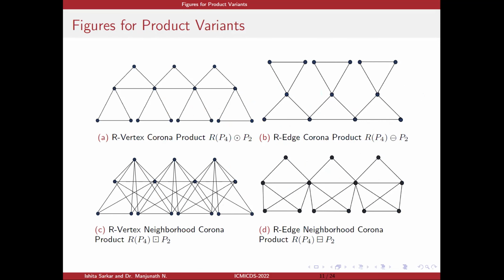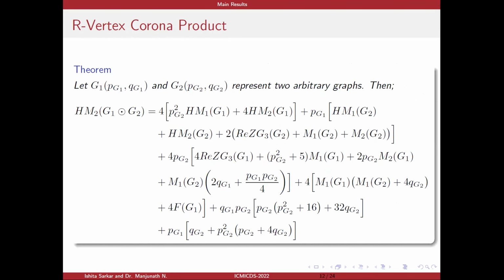As for example, we have shown the product variants for 2 graphs. We have taken 2 path graphs, P4 and P2, but the results which we have obtained are true for any arbitrary graphs. So these are the main results where we have obtained the exact expression of the second hyper-Zagreb index of the R vertex corona product of any 2 arbitrary graphs. We have utilized the principle of the degree behavior of the nodes in the resulting graph related to the degree of the vertices which are present in the original graph.